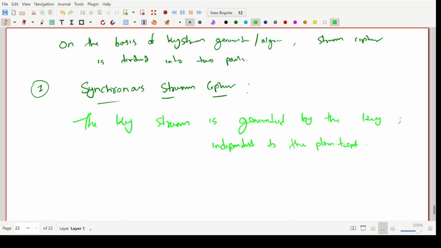Whereas in the case of non-synchronous, the key stream depends on your plain text also. That means you cannot generate the key stream before the start of the process. You need the plain text also. That's why it is called non-synchronous, because synchronous means it is flowing properly, that is, you are not going to depend on something else. Whereas in the case of non-synchronous, it is dependent on the plain text, because as I told you, the key stream depends on that.